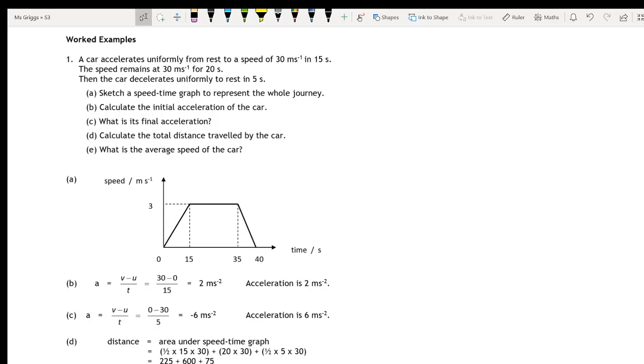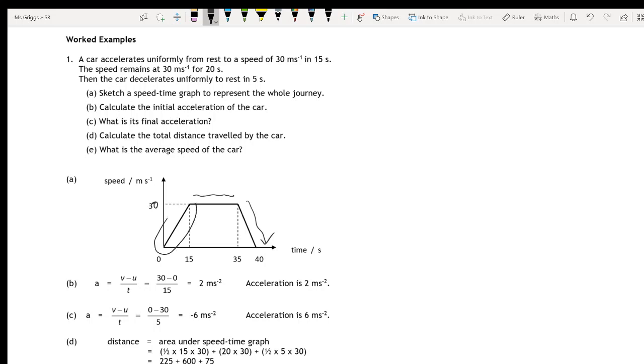So we've got the increasing, a bit of a misprint there, that should be 30, increasing to 30 meters per second in 15 seconds. Then we've got the constant speed for 20 seconds, and then we've got it decelerating in 5 seconds. B, calculate the initial acceleration of the car.